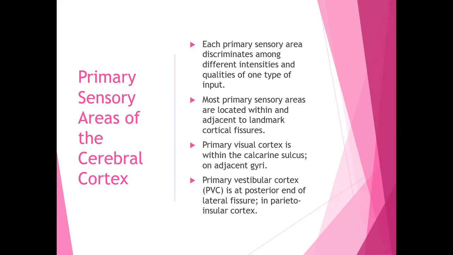The primary vestibular cortex, which is getting that gravity information from the vestibular apparatus, is at the posterior end of the lateral fissure in the parieto-insular cortex. So the point of all this is not for you to know exactly where things are, but to know that they're always in the same place. They're the same place on me as they are on you. And the only time that they're different is if you have some kind of surgery or trauma or something that rearranges the stuff in your brain, or some kind of pathology. But they're all in the same area.